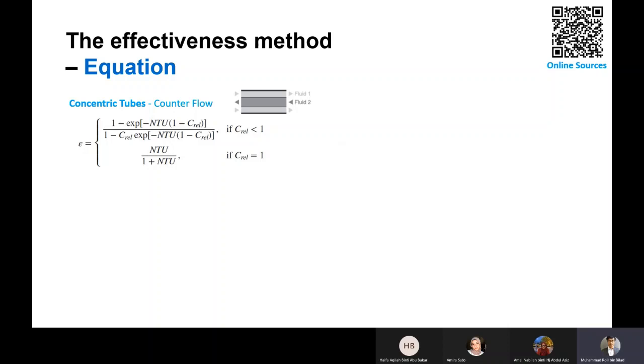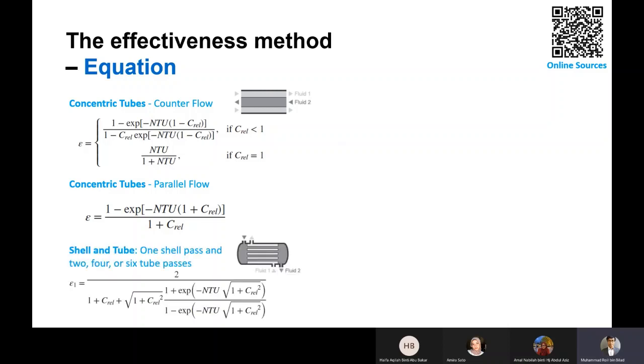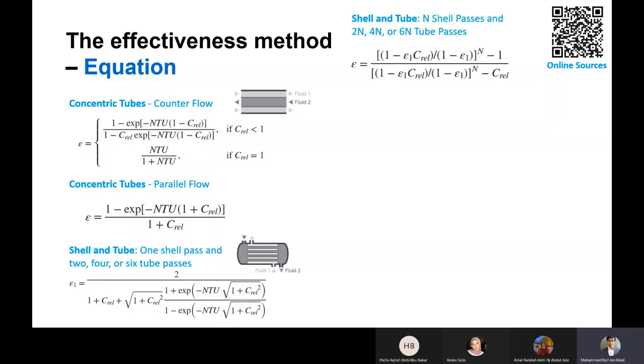You have this equation to estimate epsilon. Epsilon here is the effectiveness factor. This is the equation for concentric tubes, but parallel flow. Then next we have shell and tubes, one shell pass and 2, 4, or 6 tube passes. This is the equation for epsilon.